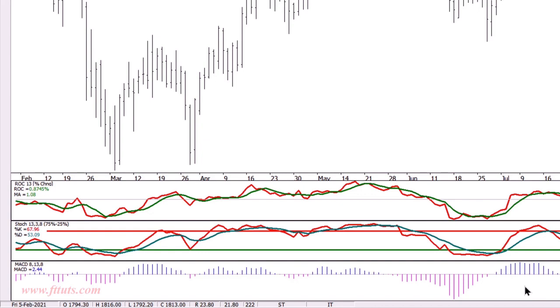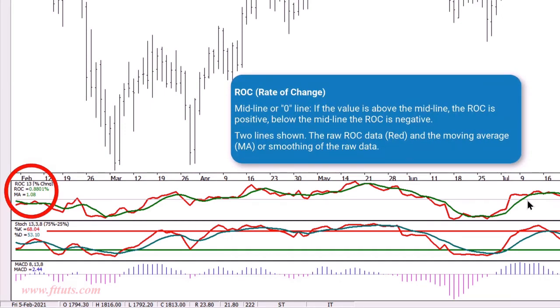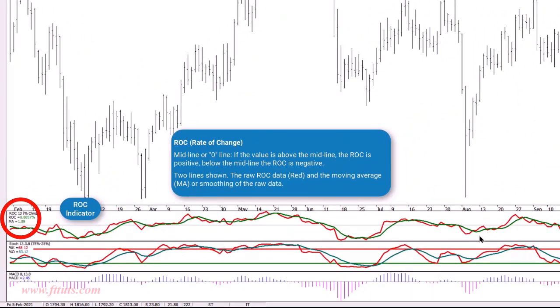So let's look at these three first and just briefly look at the differences. Here's the ROC. We looked at that in the last lesson. Again, there's a midline. If the indicator value is above the midline, that means the value is positive. If it's below the midline, that means the value is negative. We've also got two lines. The red line is the raw data. The green line is the smooth data, meaning we're just taking a moving average of the raw data.